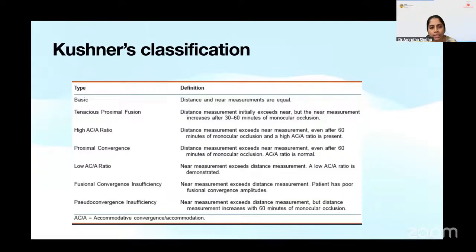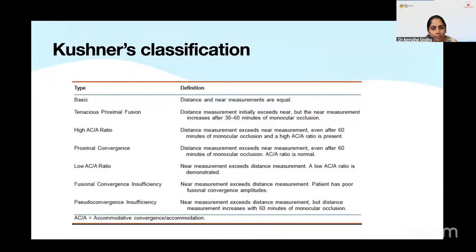In high AC/A ratio, even after prolonged patching for 60 minutes, there is a disparity between near and distance. So the distance measurement is more than the near measurement. And the proximal convergence type is where the distance measurement exceeds the near measurement, but the AC/A ratio is normal. Whereas low AC/A ratio is when the AC/A ratio is lower. And the fusional convergence insufficiency type is when the patient has very poor convergence, which leads to the near measurement being more than the distance measurement.